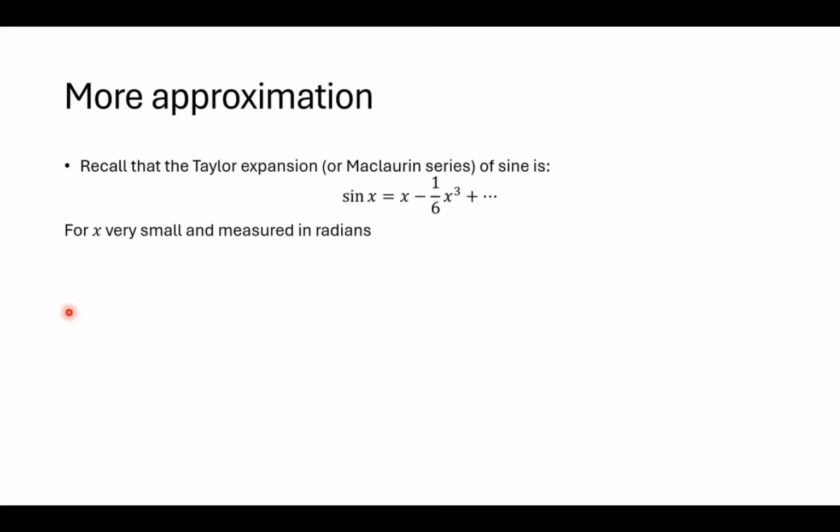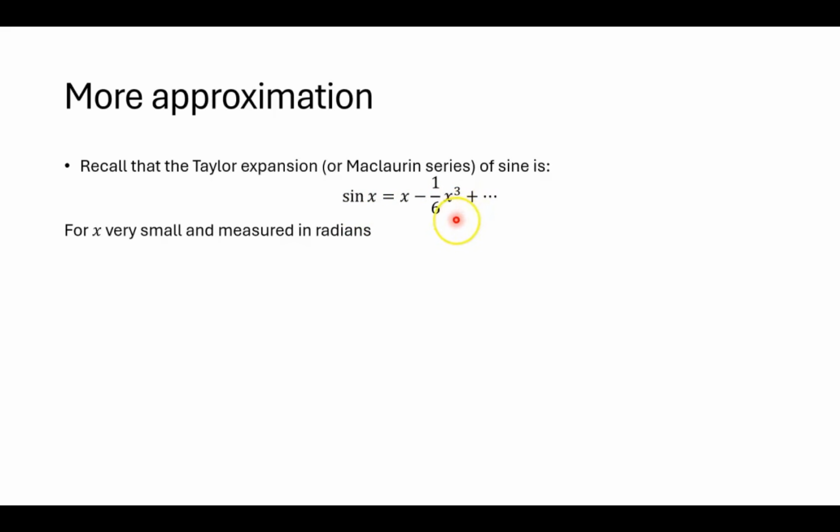So we just proved a useful relation, but actually that's not the end of the story. We can have more approximations and an even simpler formula for us to use. Recall that the Taylor expansion or Maclaurin series of sine is this. So you can write sine x as x minus 1/6 of x cubed plus some other terms. This is for x very small and measured in radians. This is a very useful relationship or formula to use. You should definitely remember it.